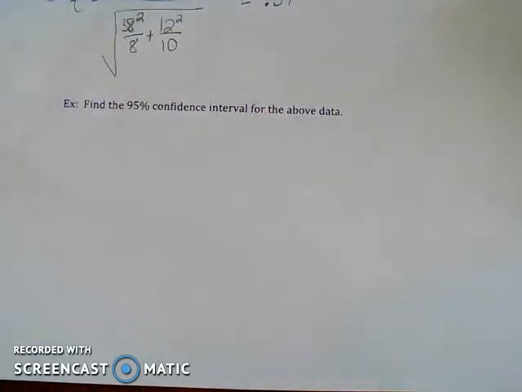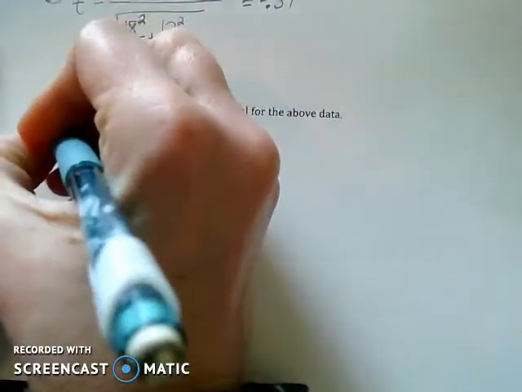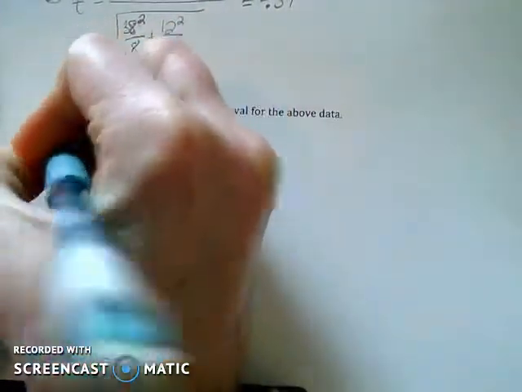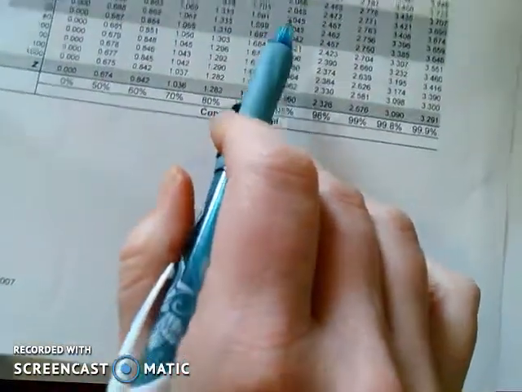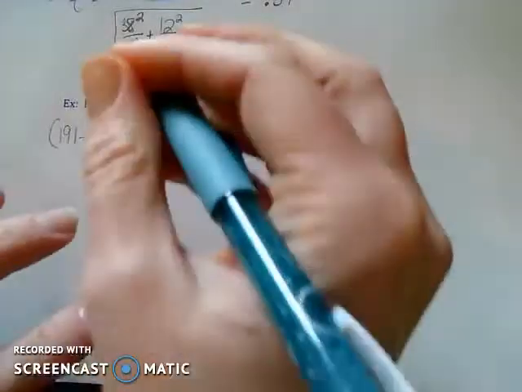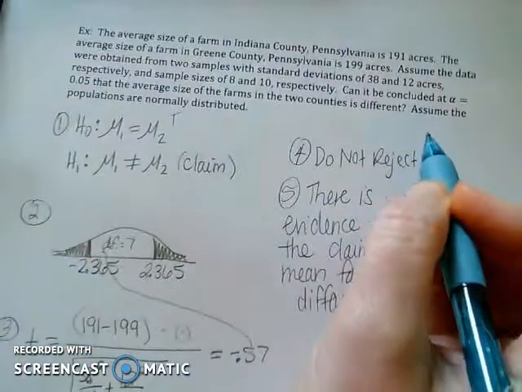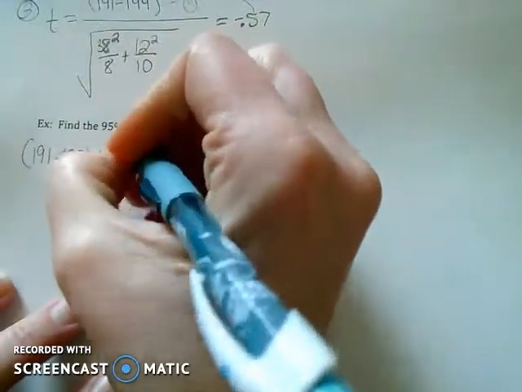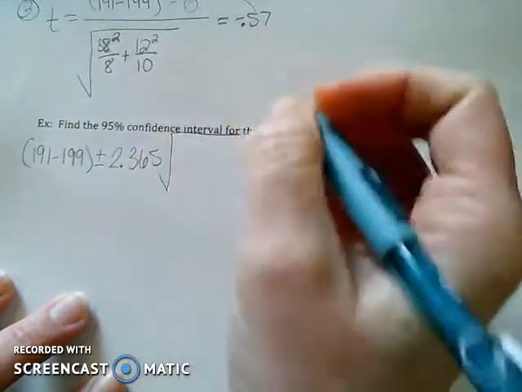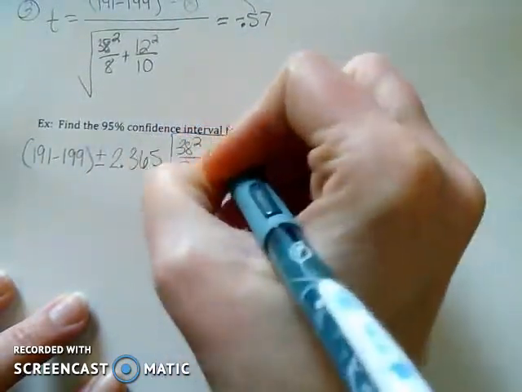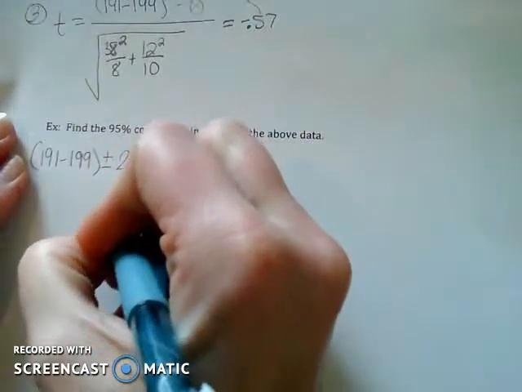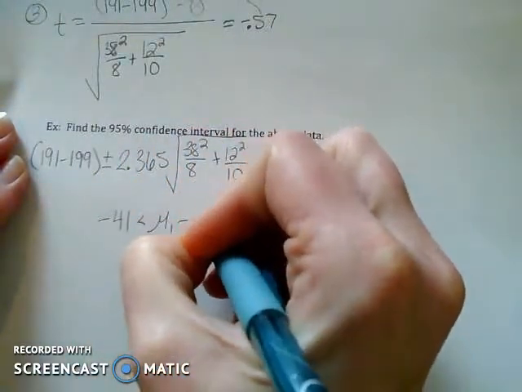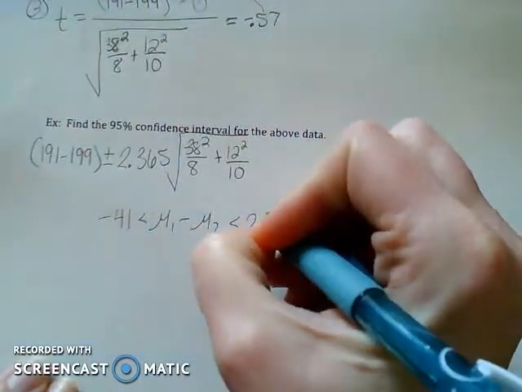So it says to find the 95% confidence interval for the above data. So again, we're going to do 191 minus 199. Some people, again, would flip that. I'm going to do the plus minus thing instead. So just a reminder of how to read this chart. 95% up to 7. It should be our same number because it's 95% and 0.05 up here. So that's why it's the same. 2.365 times the square root of 38 squared over 8 plus 12 squared over 10. So we would have negative 41 is less than mu1 minus mu2, which is less than 25.